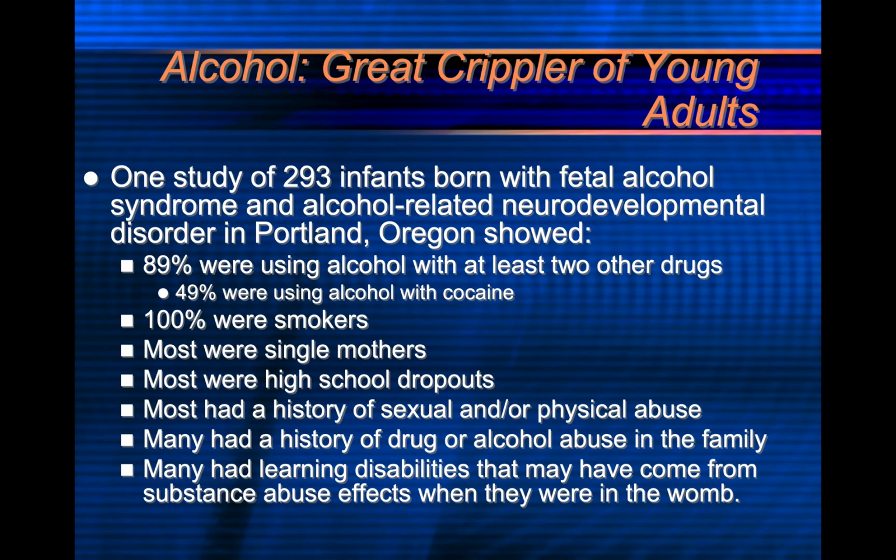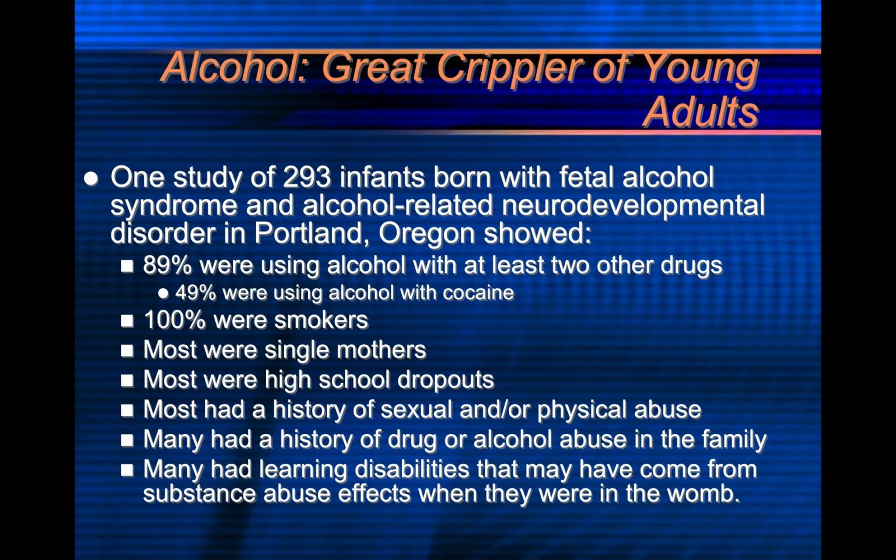One study of 293 infants born with fetal alcohol syndrome and alcohol-related neurodevelopmental disorders in Portland, Oregon showed that 89% were using alcohol with at least 2 other drugs. 49% were using alcohol with cocaine. 100% were smokers. Most were single mothers. Most were high school dropouts. Most had a history of sexual and or physical abuse. Many had a history of drug or alcohol abuse in the family. Many had learning disabilities that may have come from substance abuse effects when they were in the womb. So that's a study done in Portland, Oregon.